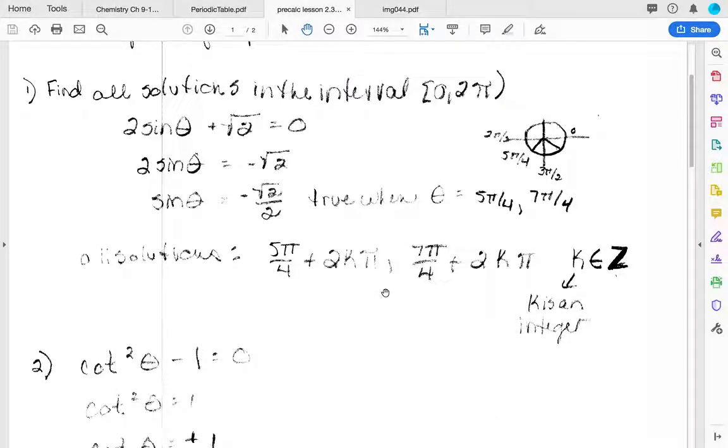So 2 sorts of solutions should be asked for on Alex or in the book: within the certain interval, 0 to 2 pi, and then all solutions. And that's when you add your multiples of 2 pi, at least for sine and cosine.